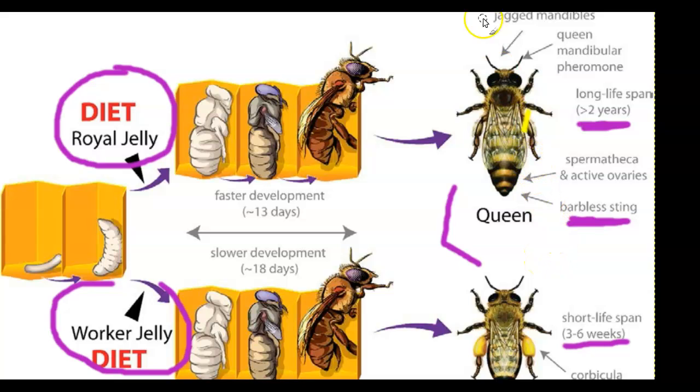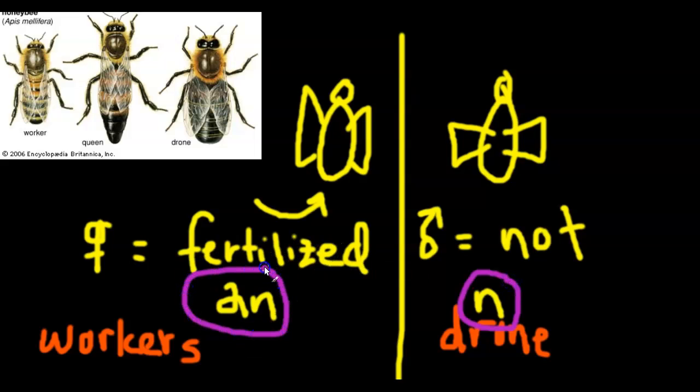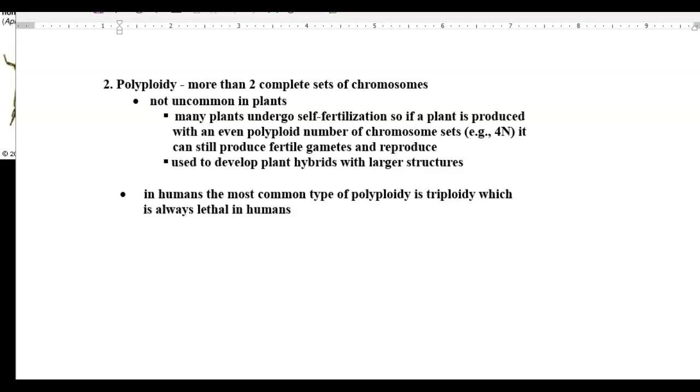Again, male or female, depending on whether they get fertilized or not. So these ones are haploid, and these ones are diploid. Diploid are females, haploid are males. And polyploidy, poly, again, more than 2 complete sets. It's not uncommon in plants, and that's because many plants can undergo self-fertilization.